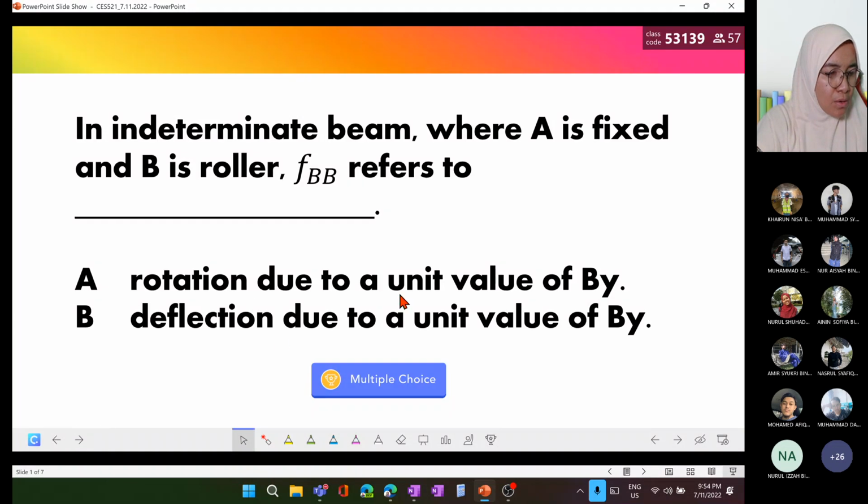In indeterminate beam, where A is fixed and B is roller, FBB refers to: A, rotation due to a unit value of By, or deflection due to a unit value of By. So where is the right answer?